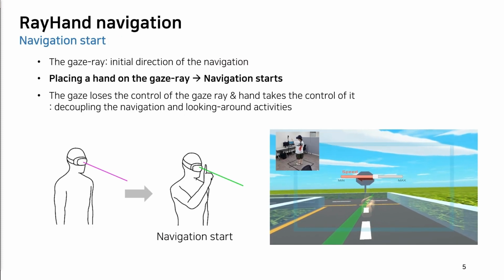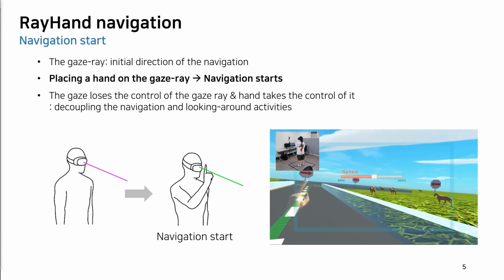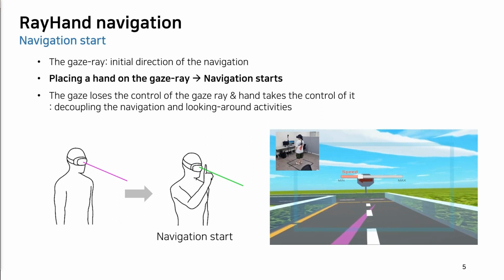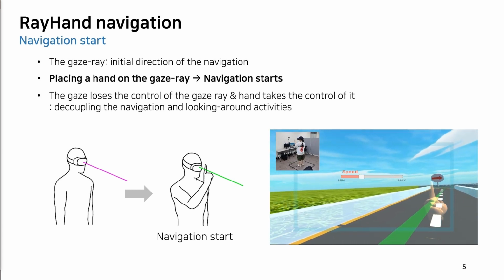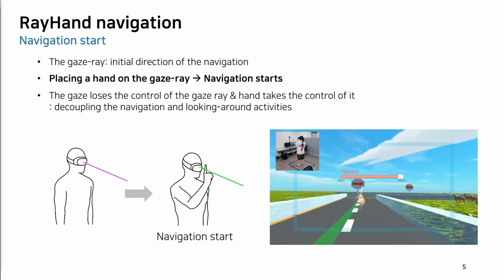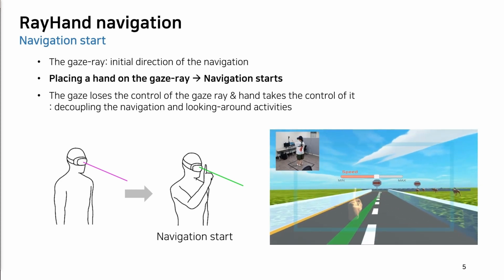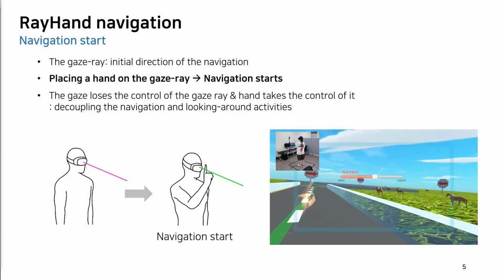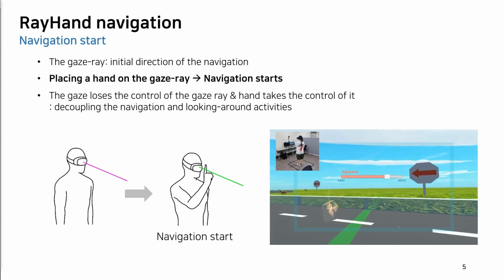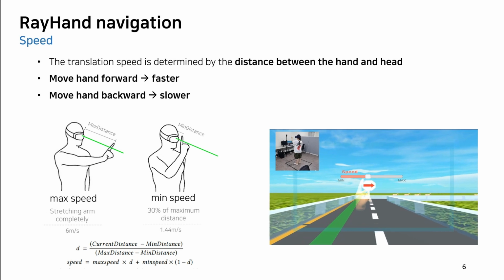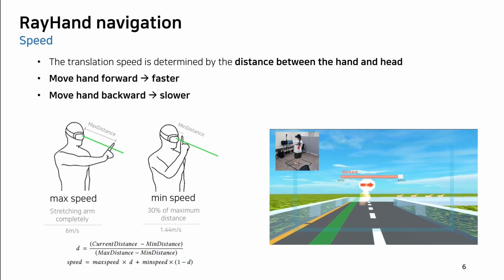Before starting navigation, the gaze ray is updated according to the user's gaze direction. This gaze ray allows the user to decide the initial direction of the navigation before navigating. When the user places a hand on the gaze ray, the navigation starts. And the gaze loses control of the gaze ray, but the hand takes control of it. This switching of input modality for controlling the ray is for solving the Midas touch issue, decoupling the navigation and looking around activities. After navigation starts, the user can control the navigation speed and direction by moving the hand.